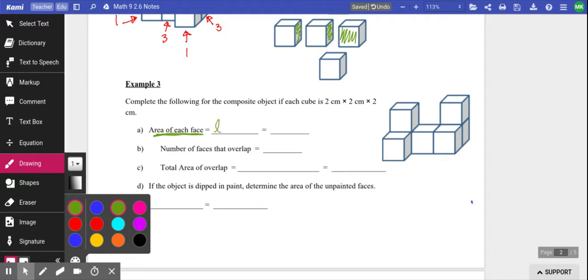Length times width, which is 2 times 2. So the area of one face was 4. Beautiful. For the number of faces that are overlapping, I'm going to use the system we just created.